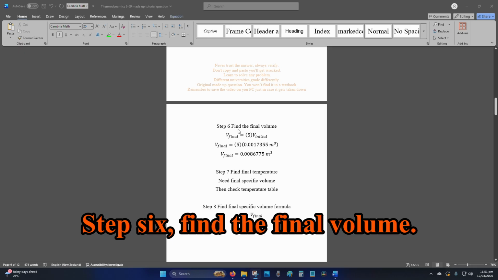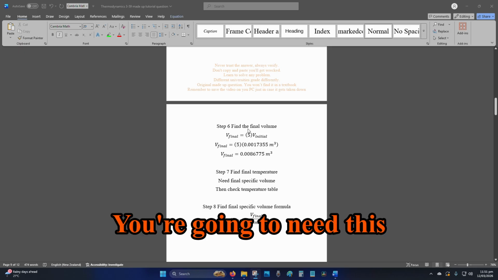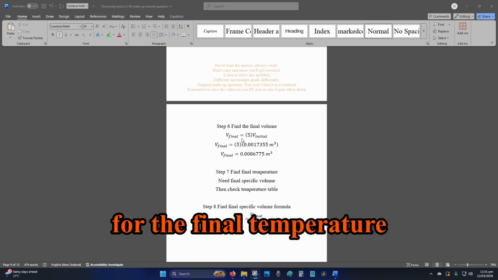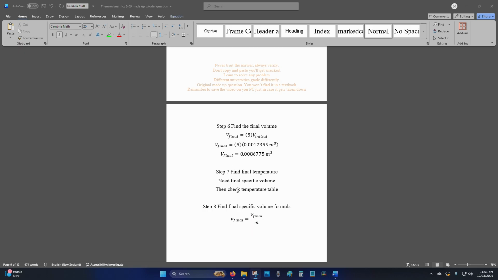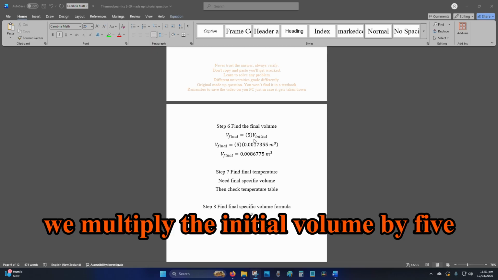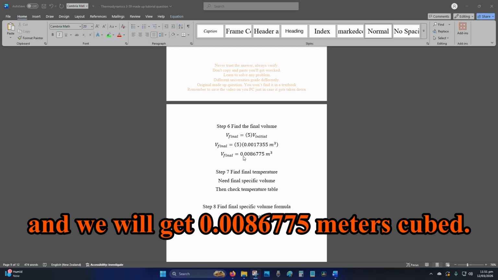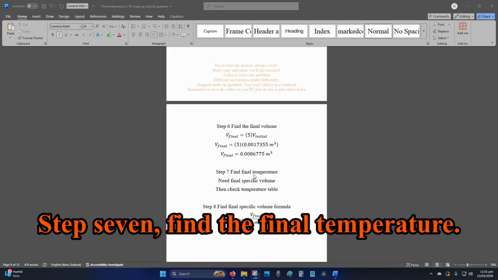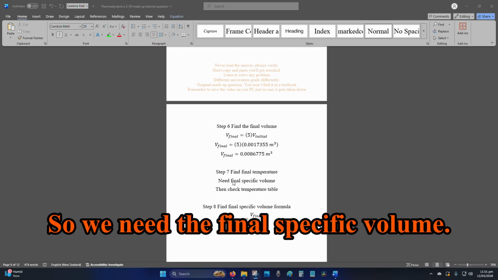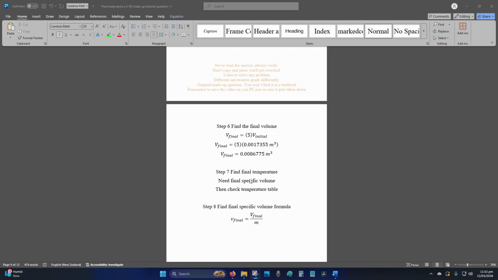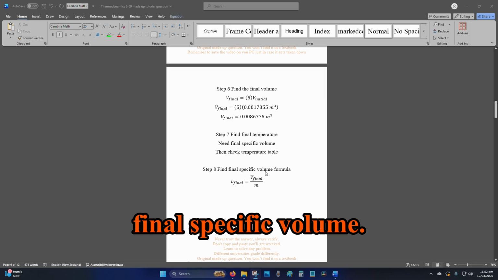Step 6, find the final volume. You're going to need this for the final temperature in step 7. So first of all, we multiply the initial volume by 5 and we will get 0.0086775 meters cubed. Step 7, find the final temperature. So we need the final specific volume. So step 8, find the final specific volume.